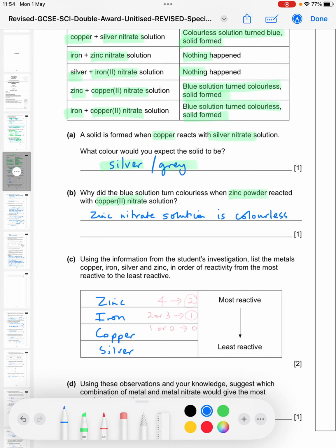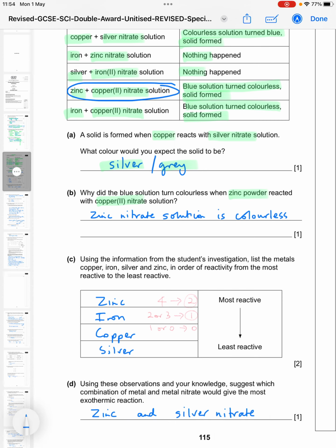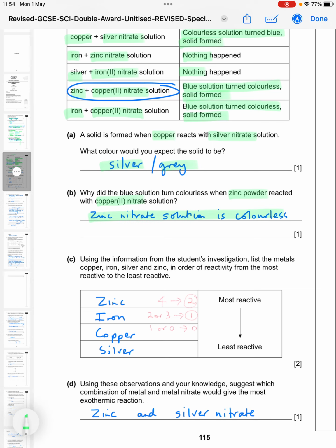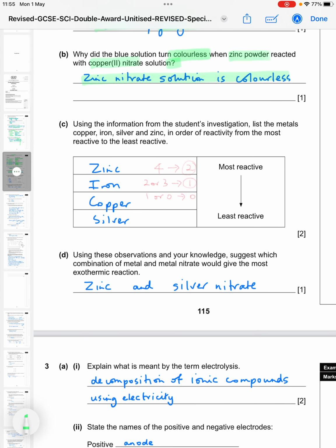Why did the blue solution turn colourless when zinc powder reacted with copper 2 nitrate? So that is this one here, and all they're looking for in the explanation is that zinc nitrate is colourless. It's looking for it really, why is it colourless? So don't be saying that the zinc is more reactive or anything like that. It's just the fact that zinc nitrate is colourless there.